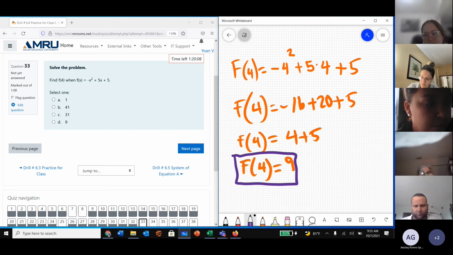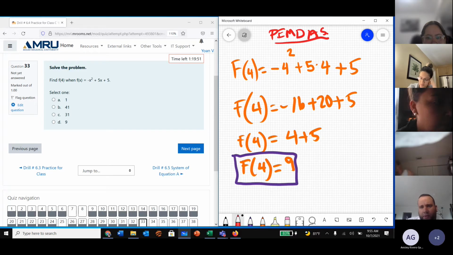But don't you add everything there, 16 plus 20 plus 5? Okay. I didn't understand that part. You need to always follow PEMDAS. Okay? You are starting from left to right. Negative 16 plus 20. How much is it, Celia? It's 4. Yes, and then 4 plus 5 is 9. Yes, I didn't see the negative. Sorry. Okay.